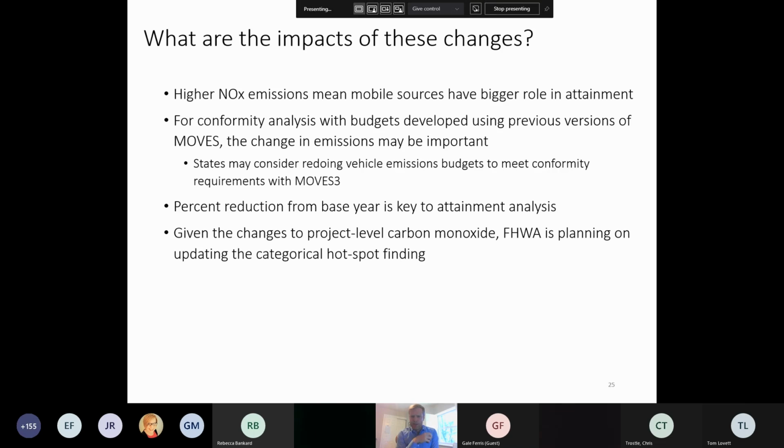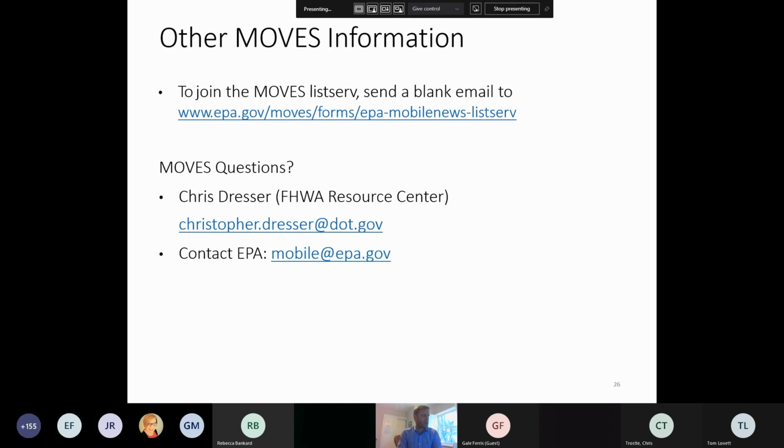Some of you might be familiar with the Federal Highway Administration's categorical CO hotspot finding. So we've developed this finding where essentially it says if you have an intersection that meets certain criteria, we've already done the modeling that shows that it's not possible to violate the standard with that type of project. With MOVES 3, with the changes in CO emission rates, we're going to be updating that finding so you can use it along with the latest MOVES 3 assumptions. That's for those of you who have to do a categorical finding under transportation conformity, or want to use the categorical finding under conformity.